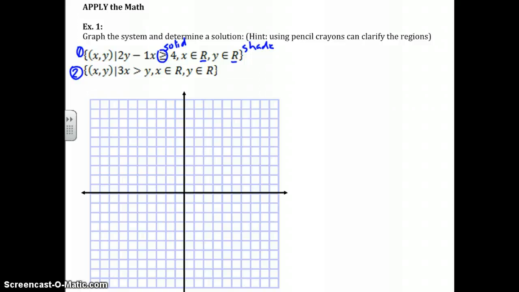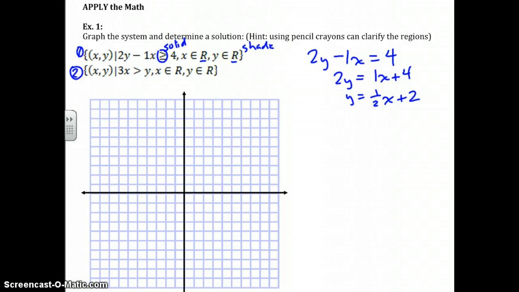Okay, so first thing we do is graph the line of 2y minus 1x is equal to 4. Then we worry about the greater than or equal to after. So 2y minus 1x equals 4. We could do this using y equals mx plus b. So we'll just do this in a couple steps here. We'll add the 1x to the other side, and divide everything by 2. So we get y equals 1/2 x plus 4 divided by 2, which is 2. Okay, so we want to graph that.